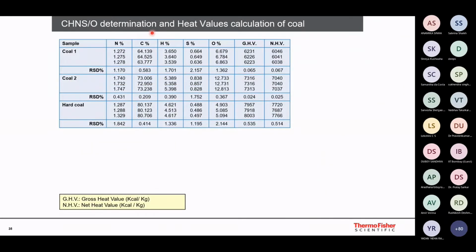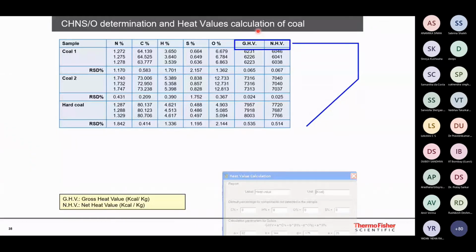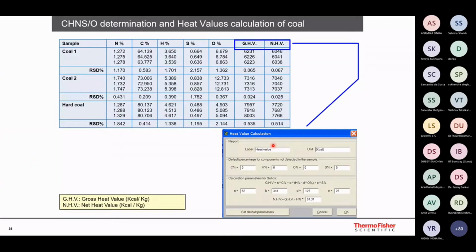So if you see the CHNSO determination, at the same time you can calculate the gross heat value as well as the net heat value. In the heat value calculation, there is a table. You can use the carbon, hydrogen, oxygen, and sulfur, and then automatically you can calculate the heat value of that compound.